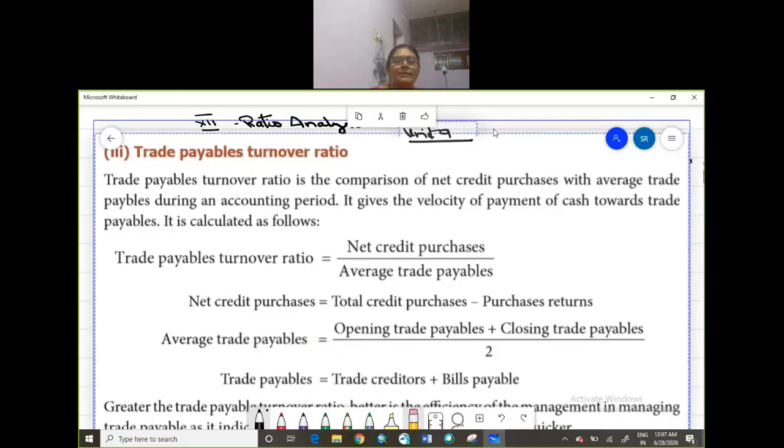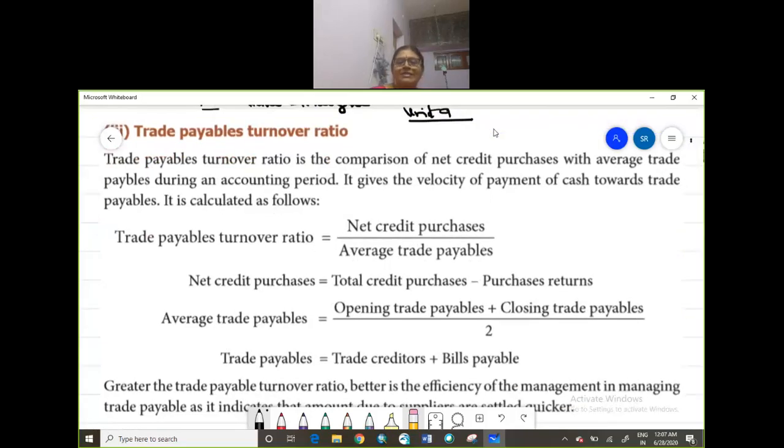The trade payable turnover ratio is a comparison of net credit purchase with the average trade payable during an accounting period. It gives the velocity of payment of cash towards the trade payables during the accounting period.